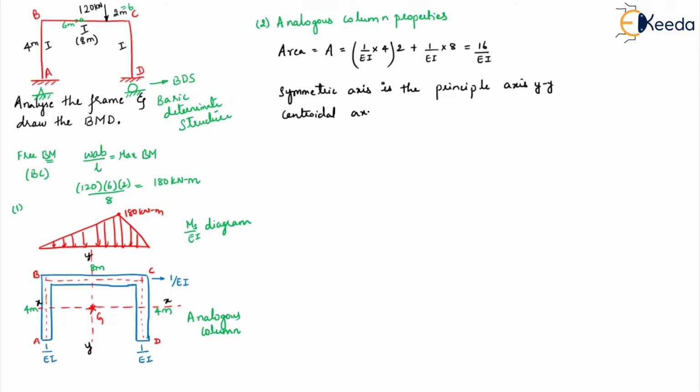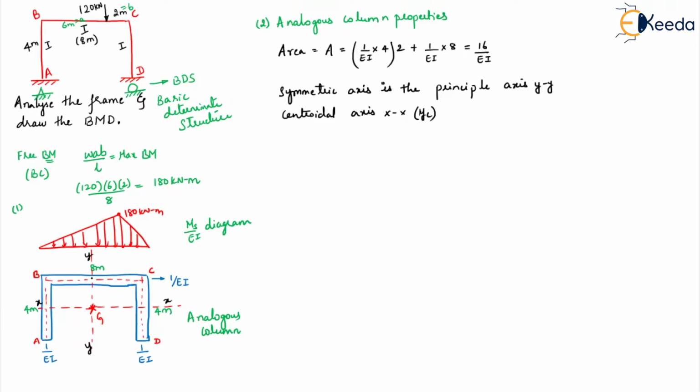Centroidal axis X, what we have to do? The moment of the area about the beam BC we have to take and then divide it by the total area to get the centroidal axis. So I'll call this centroidal axis as YC.